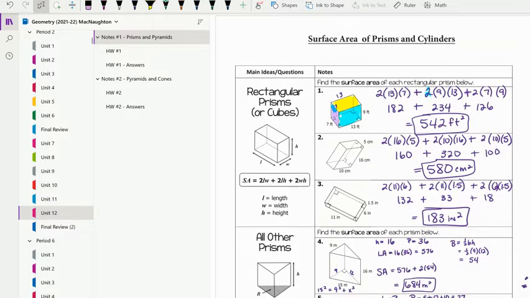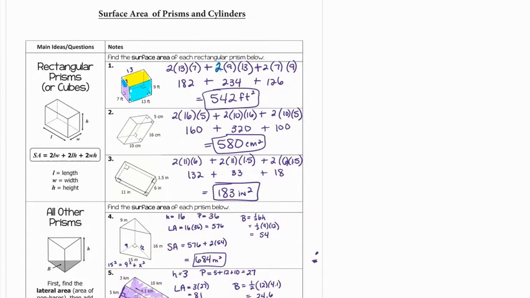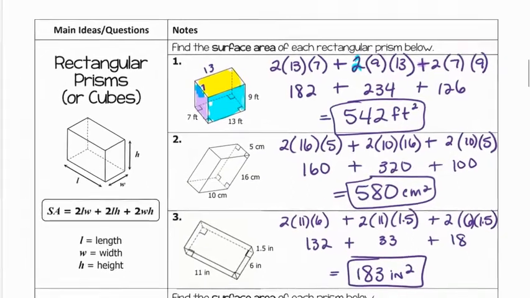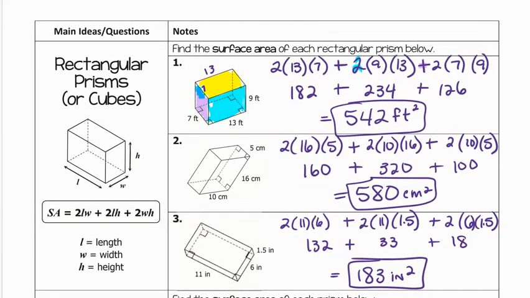So on a prism, we've got a couple types. These first 3 problems here are rectangular prisms or cubes. When we talk about those, to find our surface area, which remember surface area is like if you were going to wrap a box in wrapping paper, the amount of wrapping paper is your surface area. It's the area of all of the surfaces of that prism.